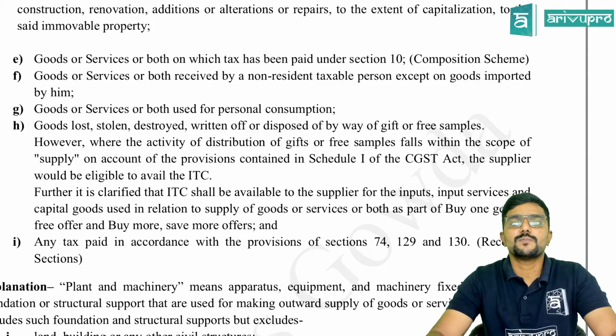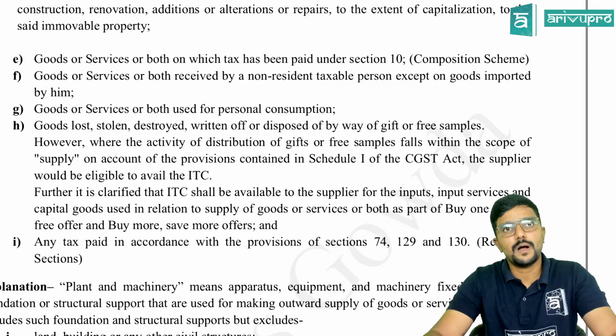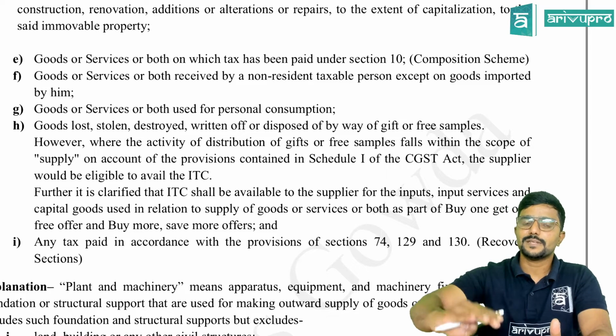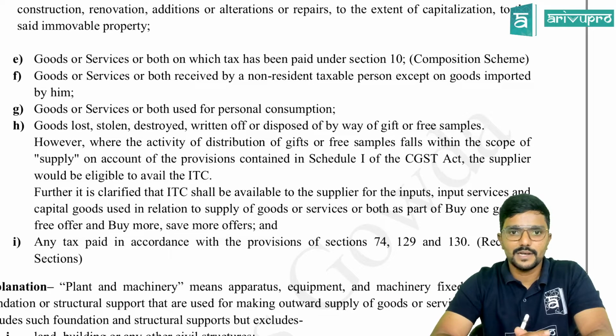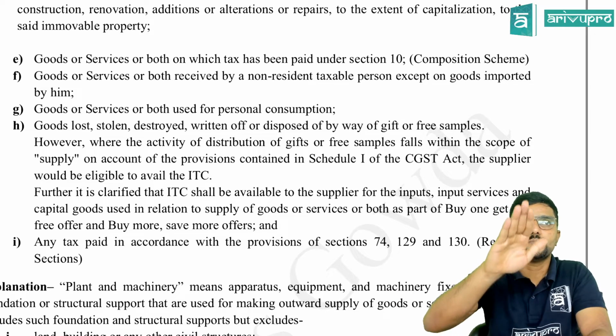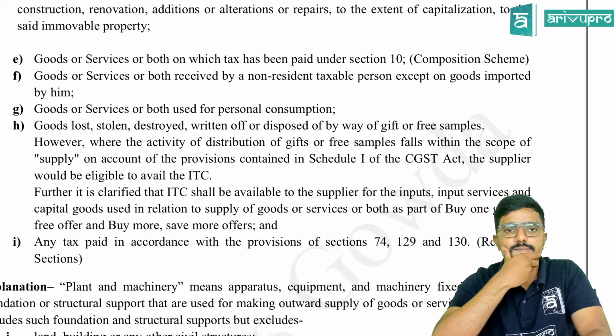Goods or services or both on which tax has been paid under section 10 composition scheme. We already know the person who has opted for composition scheme cannot claim ITC, and the person who has purchased from him also cannot claim ITC. Clear? So totally in composition scheme, the ITC chain is blocked. You cannot claim ITC. Clear?